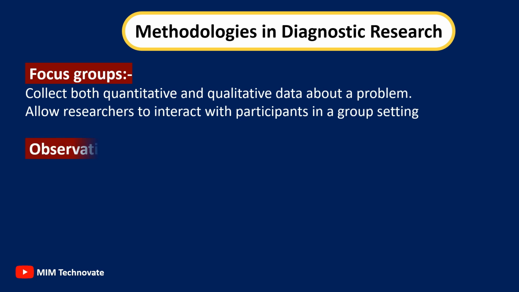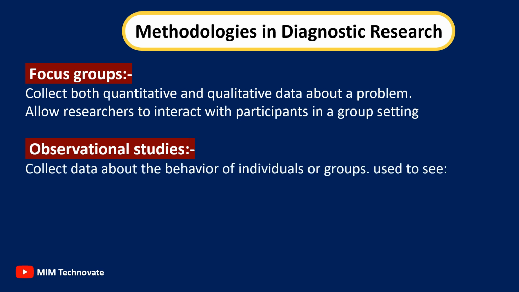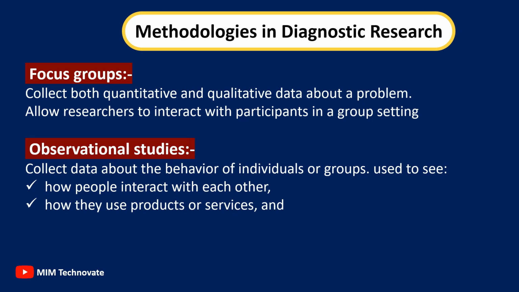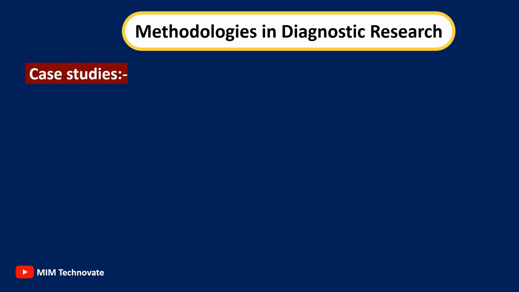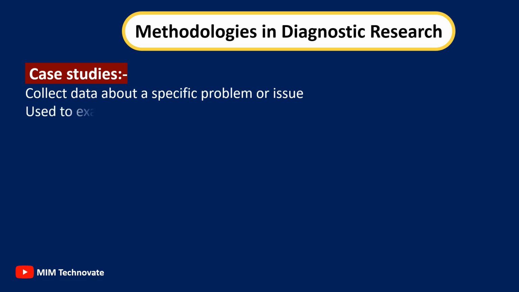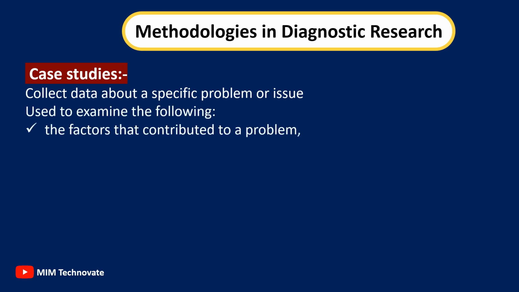Observational studies. Observational studies are a good way to collect data about the behavior of individuals or groups. Observational studies can be used to see the following: how people interact with each other, how they use products or services, and how they respond to different stimuli. Case studies. Case studies are a good way to collect data about a specific problem or issue. Case studies can be used to examine the following: the factors that contributed to a problem, the effects of a problem, or the effectiveness of a solution.